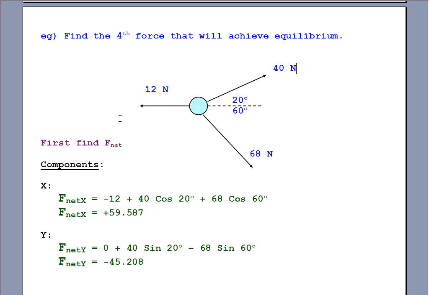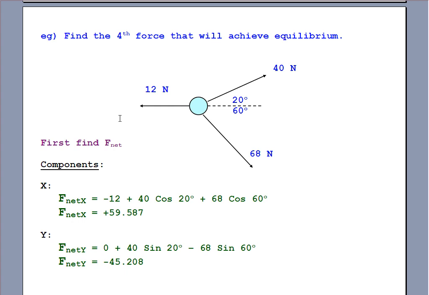You can do the same thing with the y. You can say, okay, what's happening with the y's? Well, the 12 isn't causing any problem with the y's. It's only going sideways. But the 40 goes up by 40 sine 20, and the 68 goes down by 68 sine 60. That adds up to 45 newtons down. You don't want that. You want 0. So we need to balance this out with something that goes 59 back and 45 up.